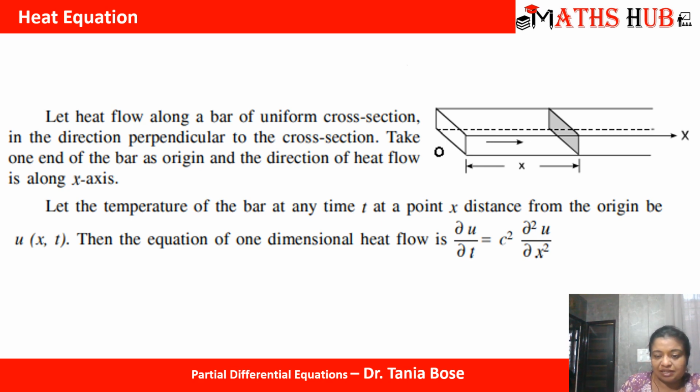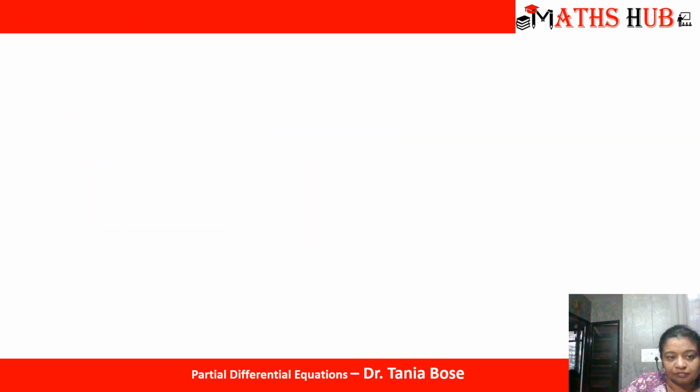So the mathematical modeling of the problem is del U by del T is equal to C square del square U by del X square, right? So now with the help of this problem, we will be solving this equation. So we are into the equation del U by del T is equal to C square del square U by del X square, right?